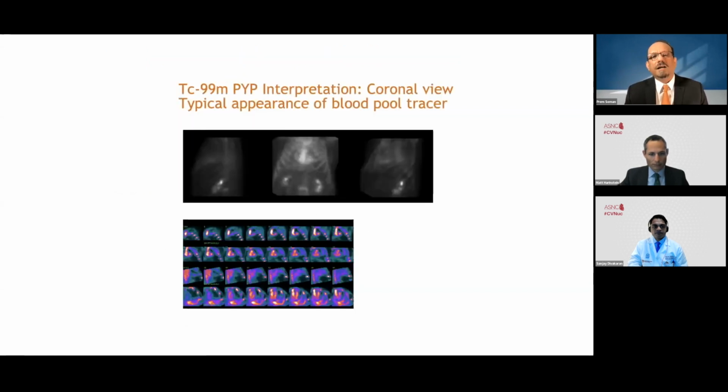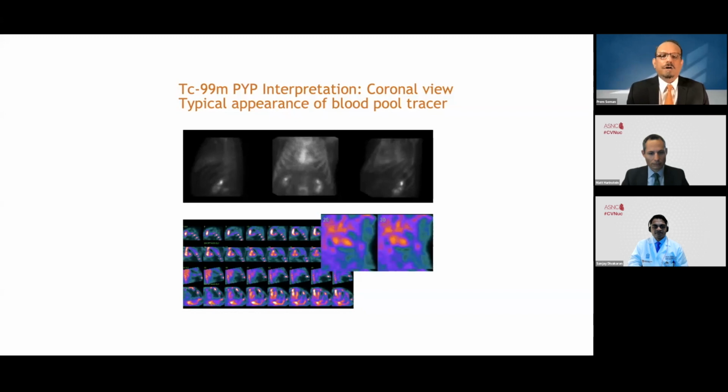So here is a planar PVIP scan that looks sort of positive. And in the coronal view, when you look at the SPECT images, remember what I said. The first step is, does this look like a normal myocardial perfusion scan? And it doesn't. In fact, it looks like a radionuclide ventriculogram. It looks like a MUGA scan. And this is a typical example of what looks like a positive scan, but it is not, because there is no tracer in the myocardium. This is because of persistence of tracer in the blood pool. And this is a negative pyrophosphate scan.